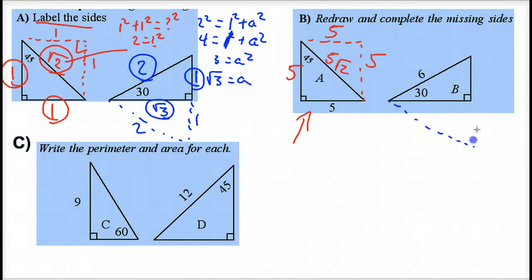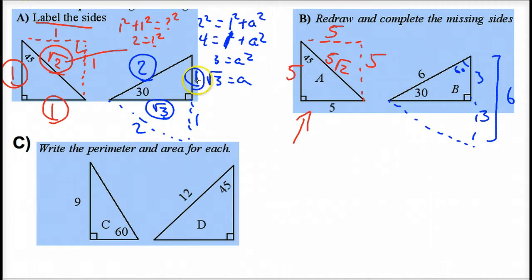For this other one, remember it's half of an equilateral triangle. So that 6 makes up this whole side, which makes each half of it 3. So we got 3 and 6. This is a 60 degree there. That's how I know it's half of an equilateral triangle. And then I could use the Pythagorean theorem to find this third side. But I'm going to look at the patterns here.